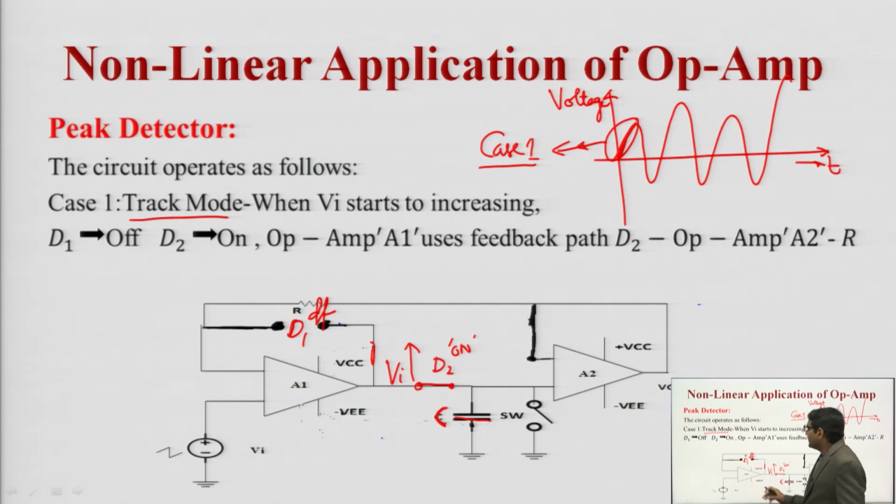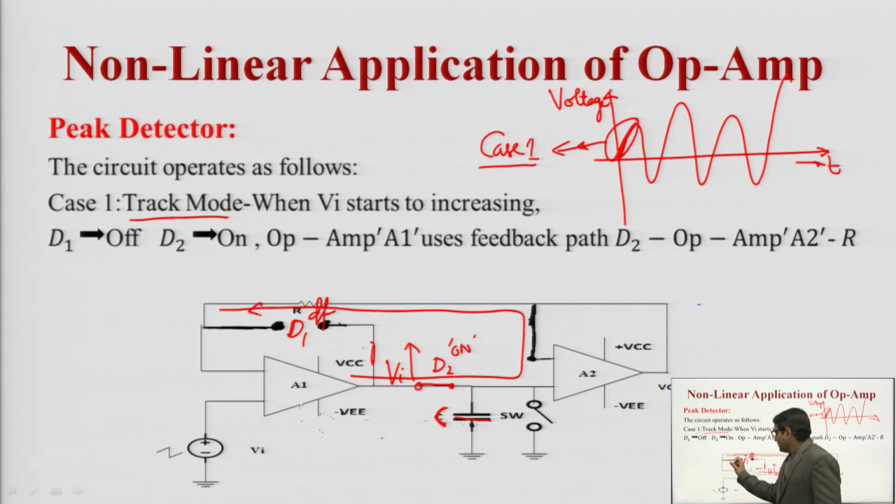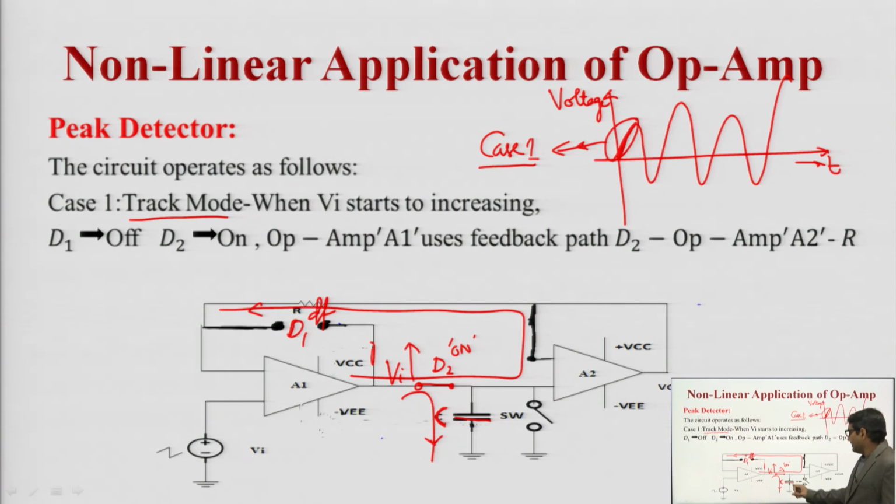D2 behaves as a short circuit and D1 behaves as an open circuit, and op-amp A1 uses the feedback through D2, op-amp A2 and R. This is the feedback path for operational amplifier A1. Vi will appear at the output of op-amp A1 and try to charge the external capacitor C.